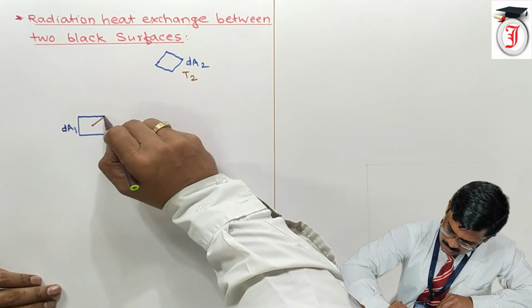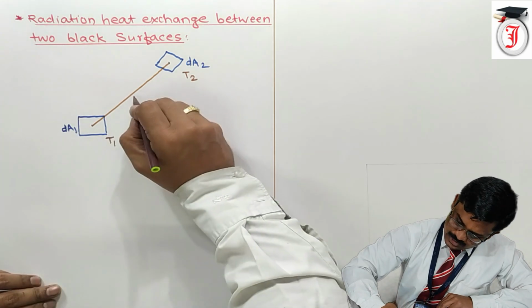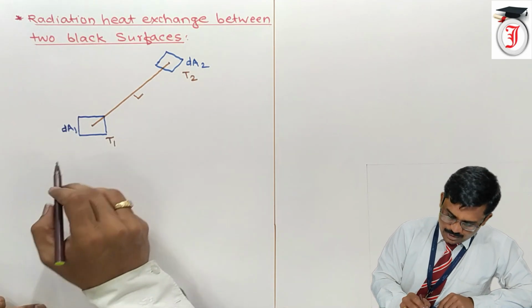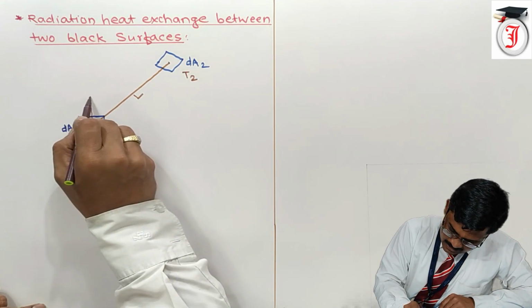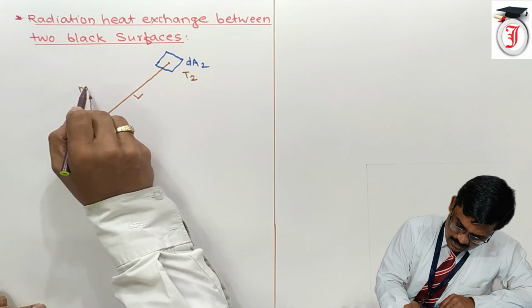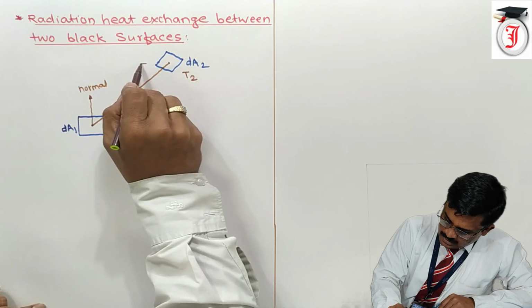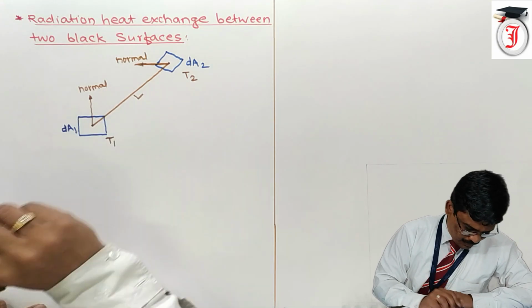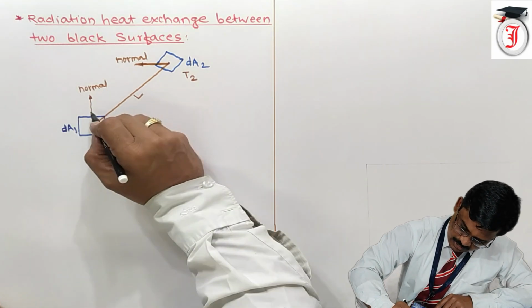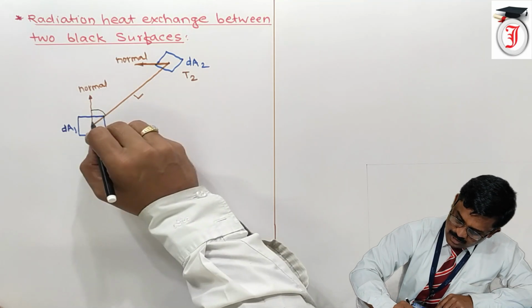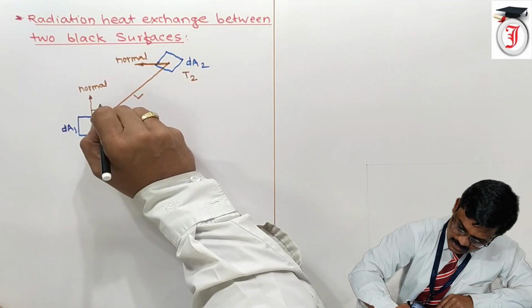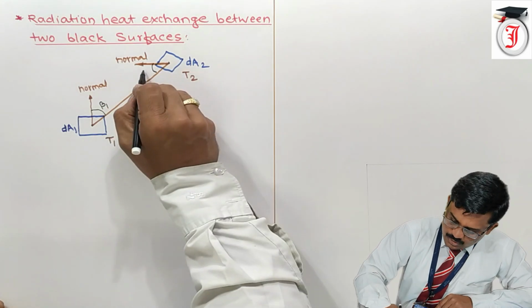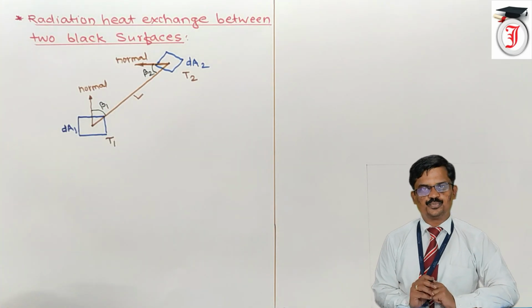Now when radiation heat exchange takes place between these two surfaces, the distance between these two is assumed as L. And we know the normal radiation emitted by this surface is in the normal direction. So this is the normal direction, and this is the normal direction for the second surface. The angle made by the normal direction to the direction of heat flow, let us consider at surface dA1 it is beta 1, and at surface dA2 let us consider it as beta 2.